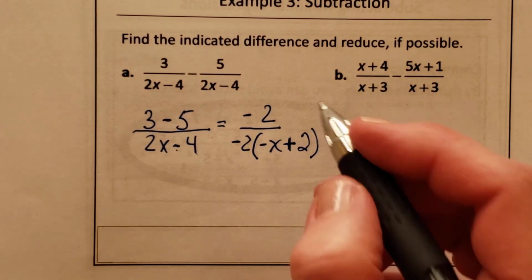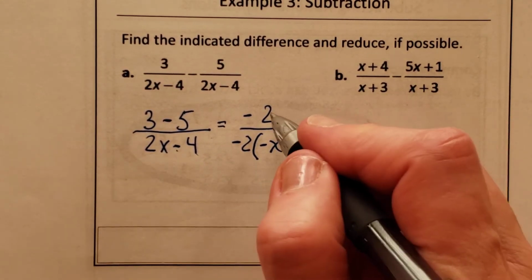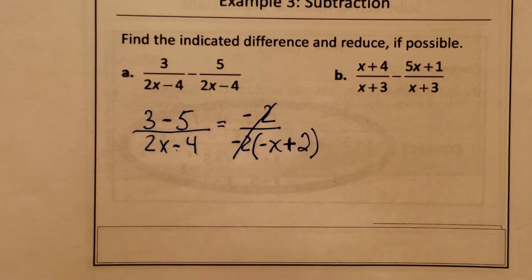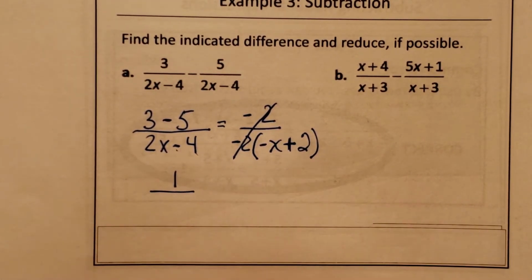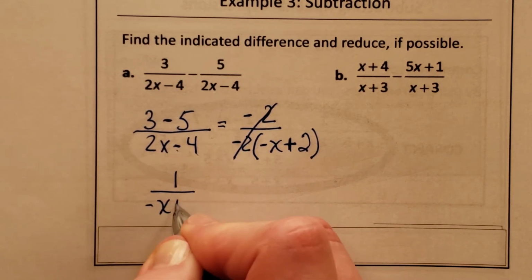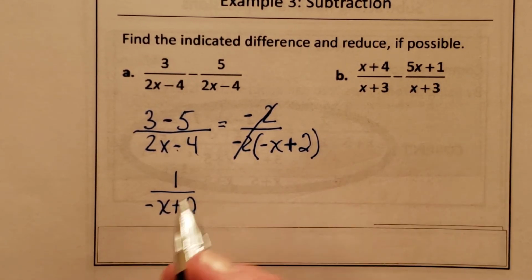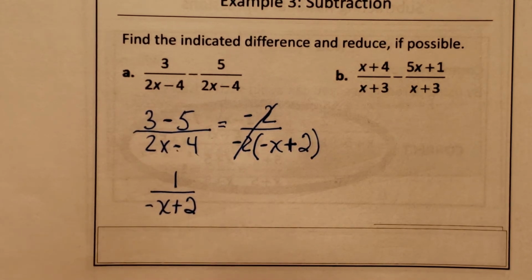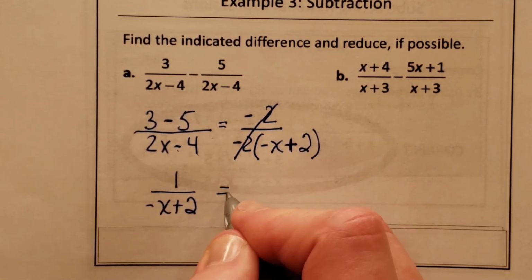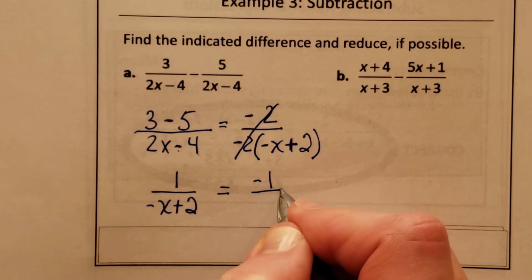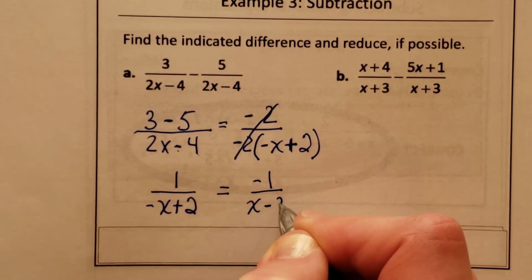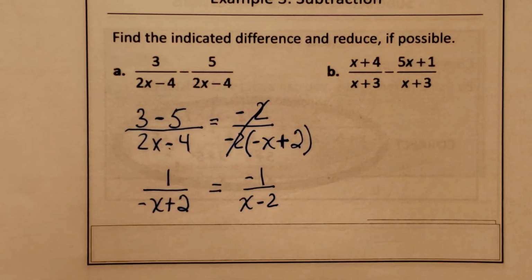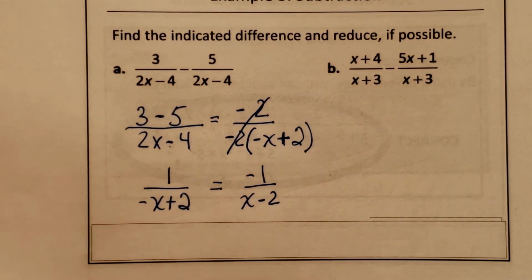All right, so now I could cancel out my 2's. So negative 2 divided by negative 2 is positive 1. And in my denominator, I have negative x plus 2. Or I could always throw that negative in the top. It doesn't matter. And I could put negative 1 over positive x minus 2. I could do that, but it doesn't matter. Either one.